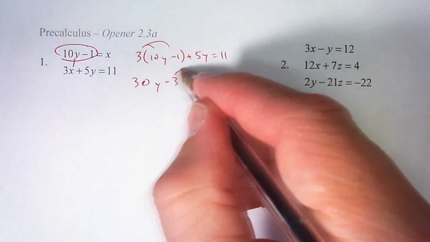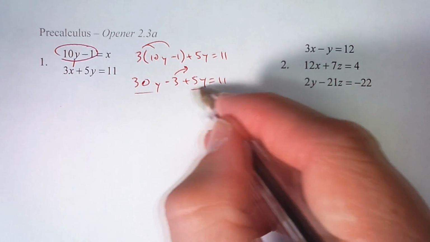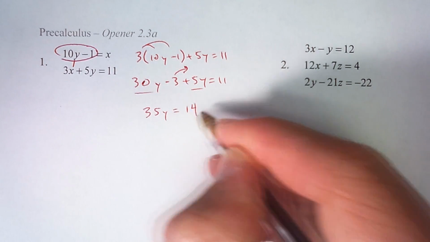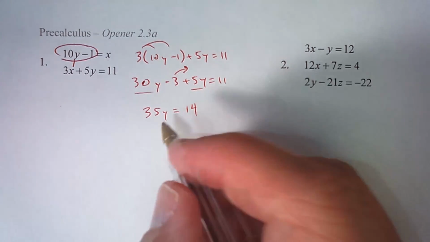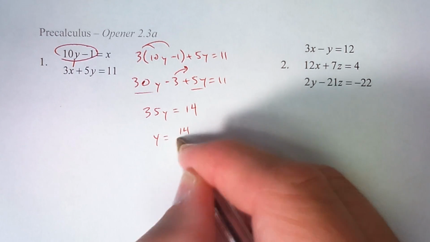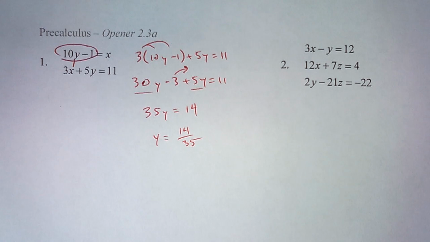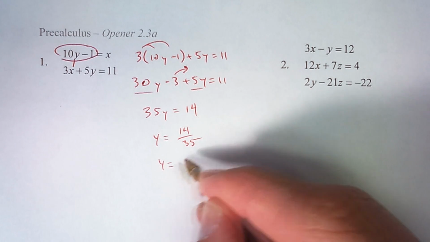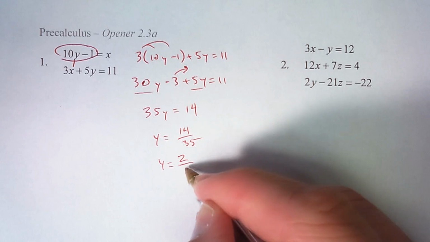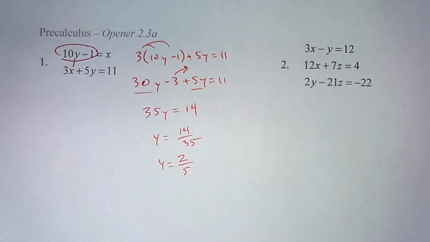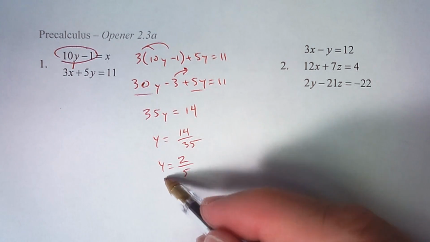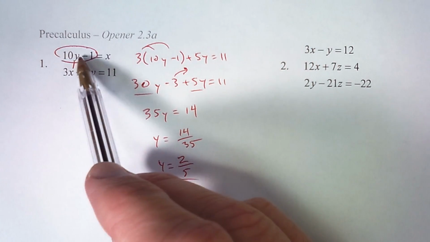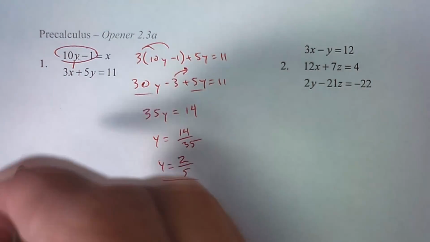Okay, so I'm going to move that 3 over, and I'm going to combine like terms. So I've got 35y equals 14, which means that y is 14 over 35. 7 goes into both of those, so y is going to simplify to 2/5. Now I want to substitute that into one of the two original equations, and I think the top one is going to be the easier way to go.